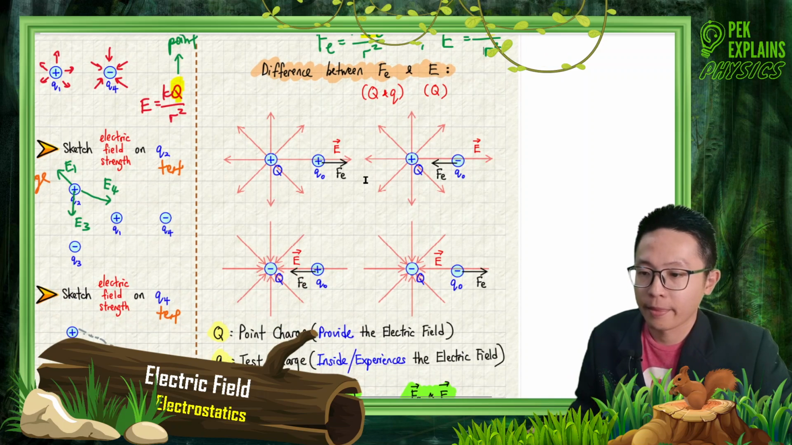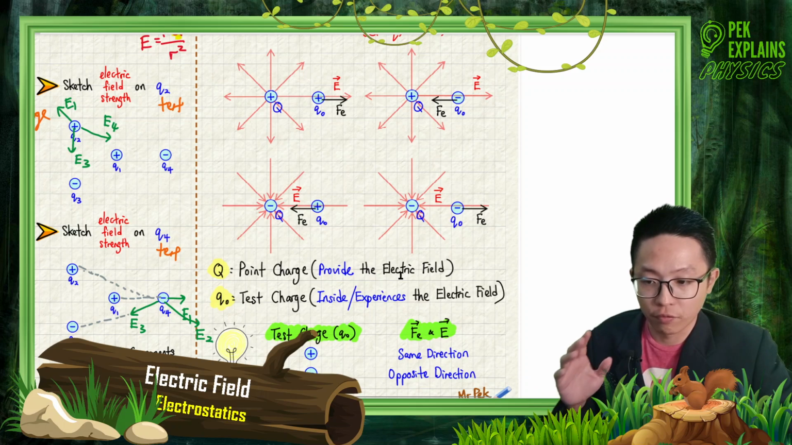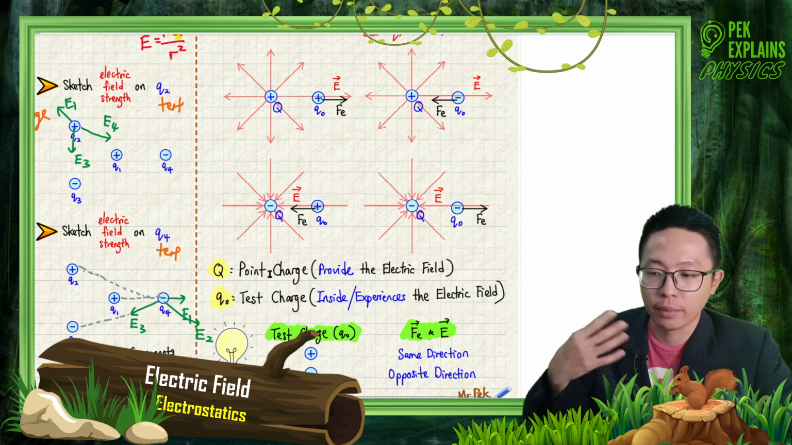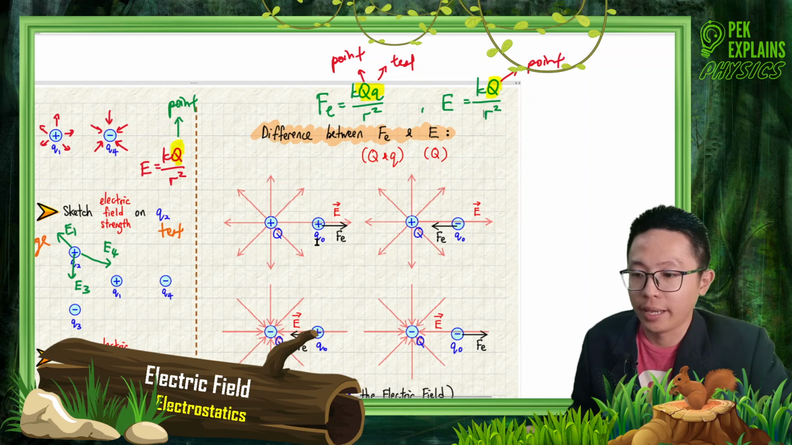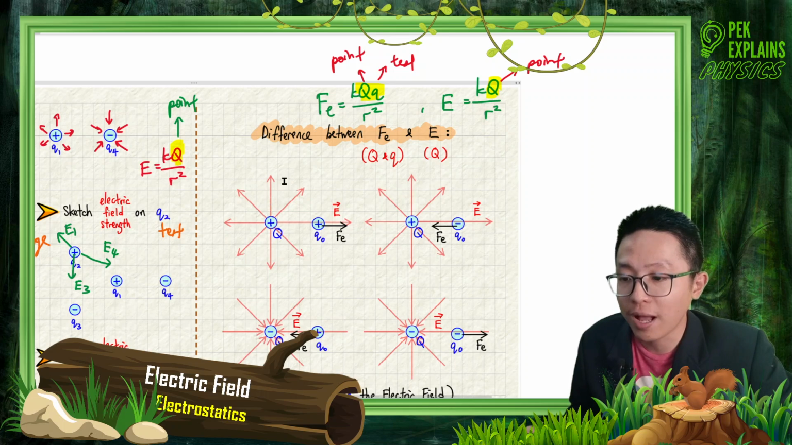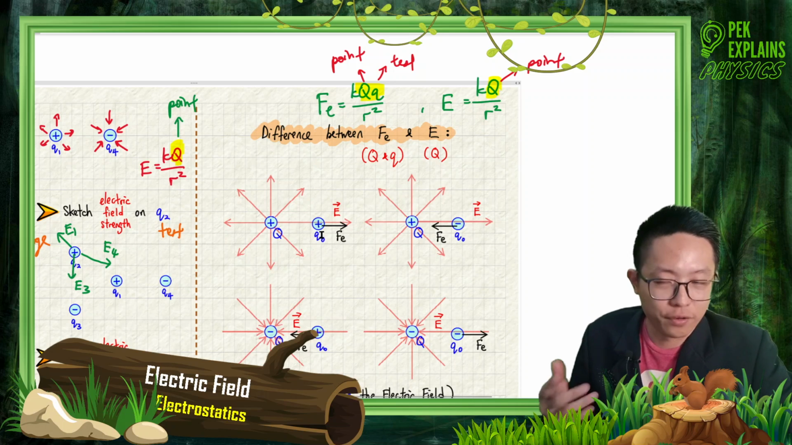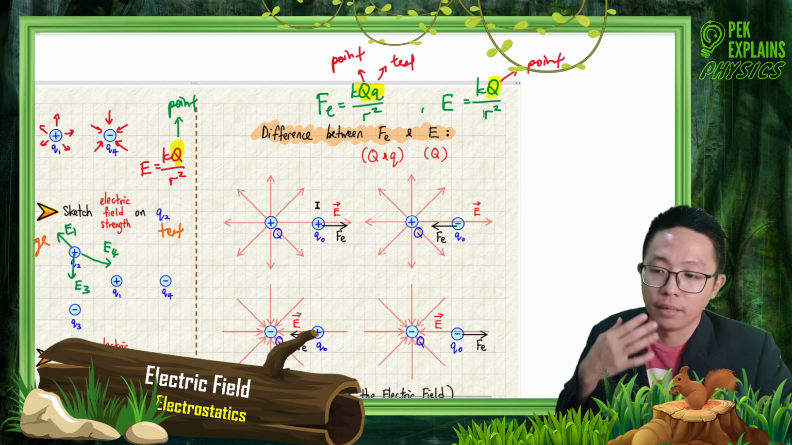So what's the difference between point charge and test charge? The point charge is the one that provides the electric field. The test charge is the one that experiences the electric field, or is inside it, provided by the point charge. For example, I have a point charge and a test charge, both positive. The point charge Q provides the electric field for the test charge. Of course, the test charge also has its own electric field, but that is not our concern. We need to look one by one.